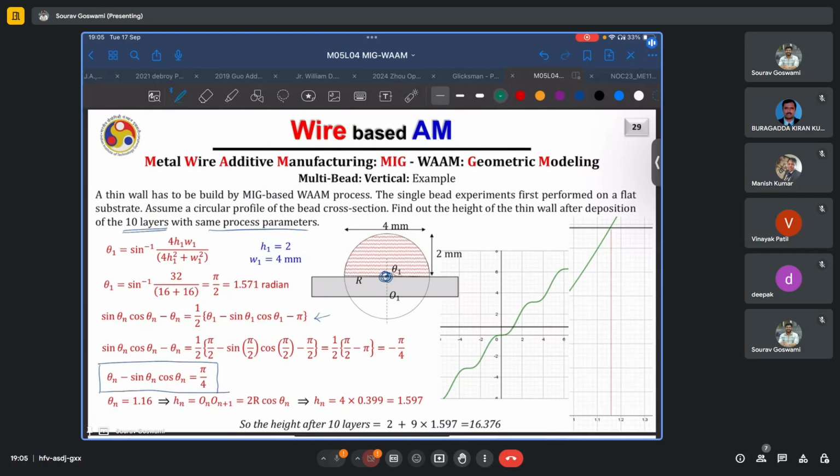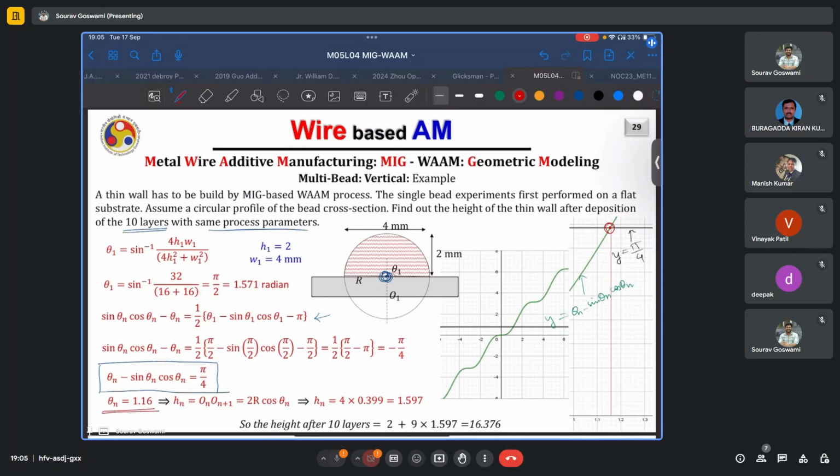So in green, you have the plot for theta n minus sine theta n cos theta n, and in black here, you have the plot for y equals pi by 4. This also is just y equals theta n minus sine theta n cos theta n. And as we know, the solution will lie at the intersection point. And here this point is almost close to 1.16.